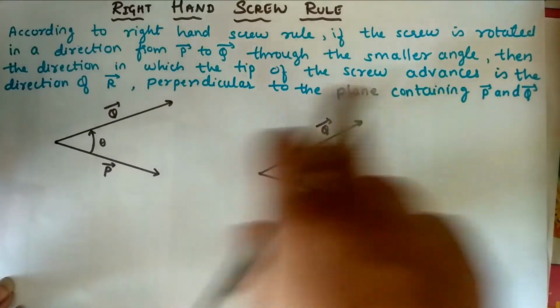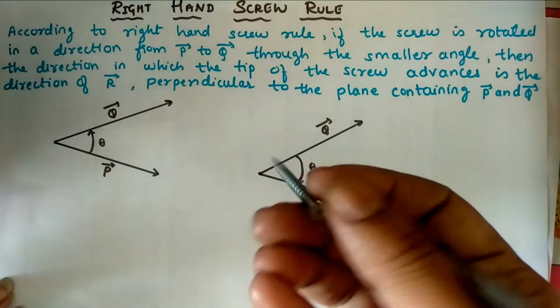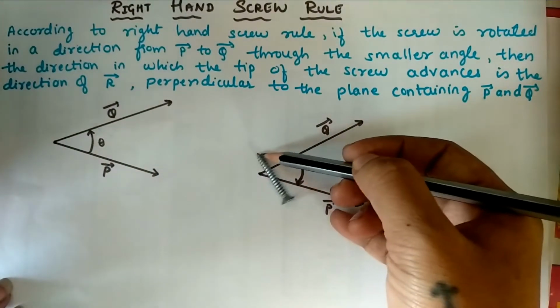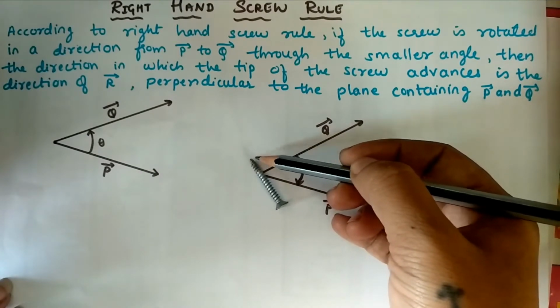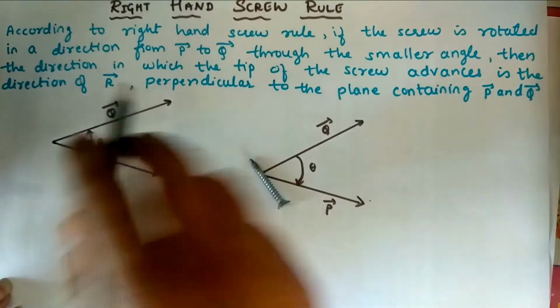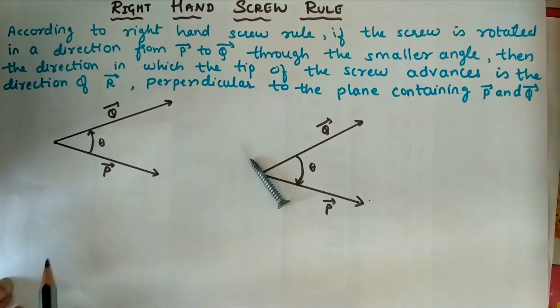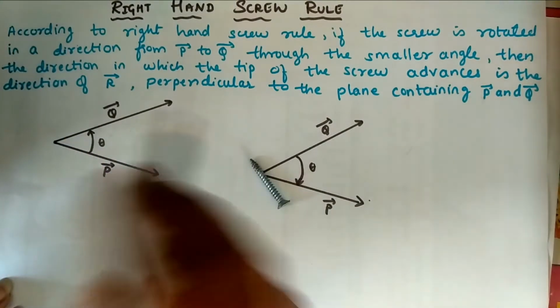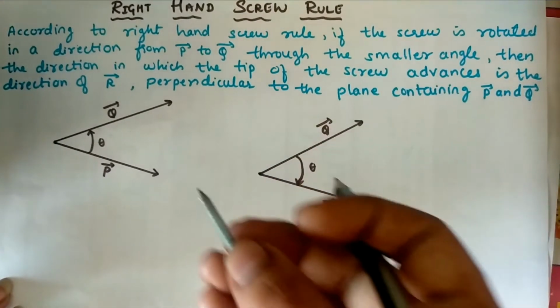So in both the cases we apply right hand screw rule and we'll see what will be the direction of resultant. The direction in which the tip of the screw advances is the direction of resultant vector. I have taken P and Q vectors over here. When I multiply them, I will get a resultant R, which is also a vector quantity. So what I will do, I will take a screw.